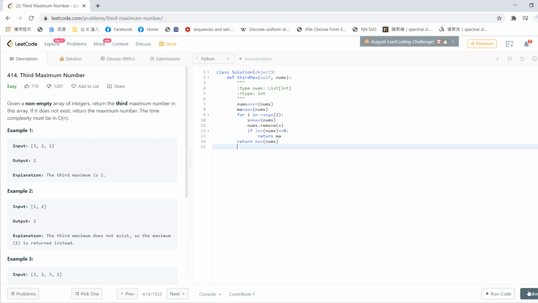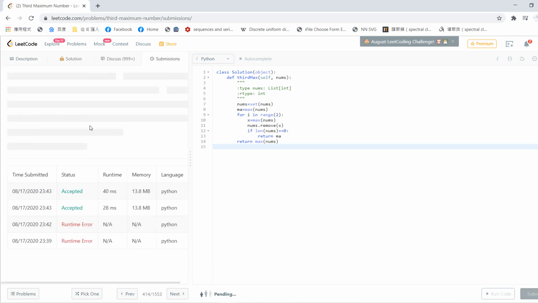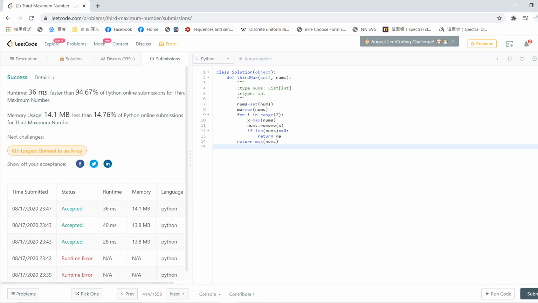Okay, so this is the code. Basically I think it's not very fast, but it's still faster than 94%, but the memory usage may be large. Okay, and I think it's good.